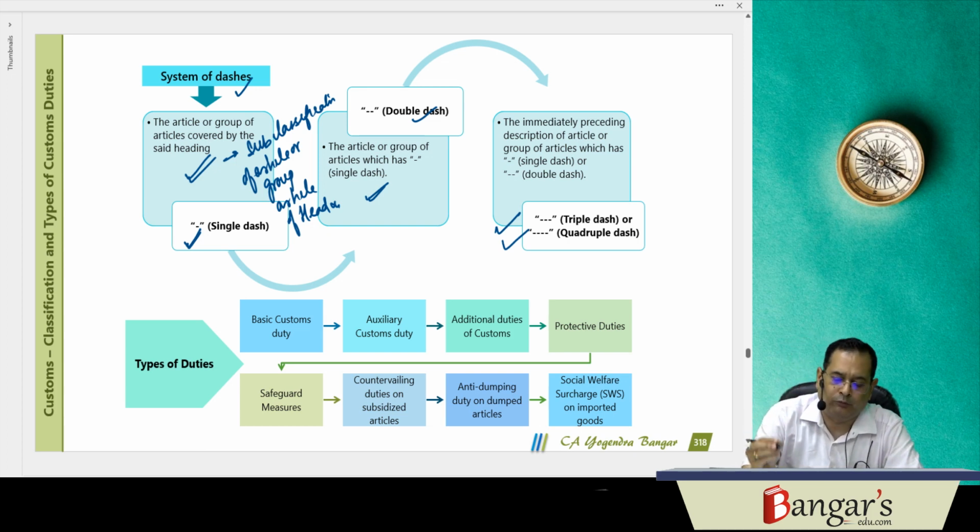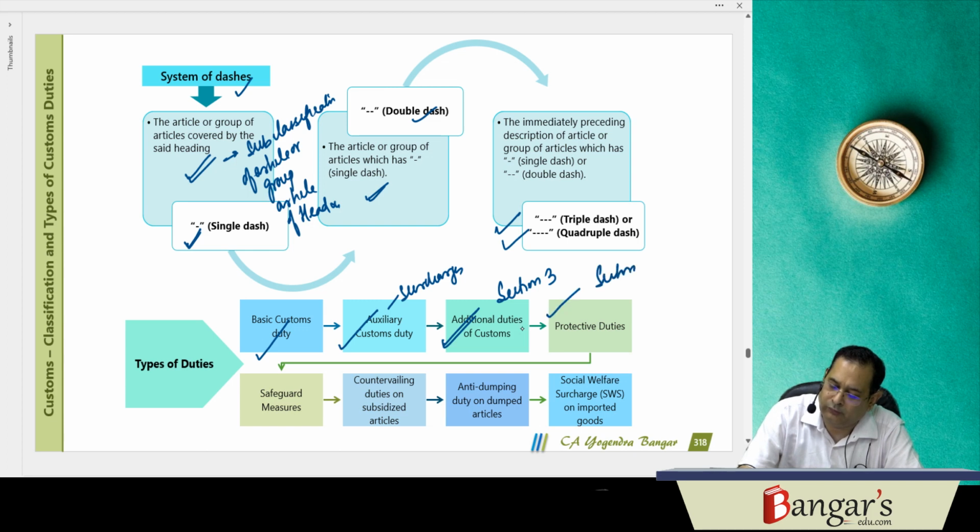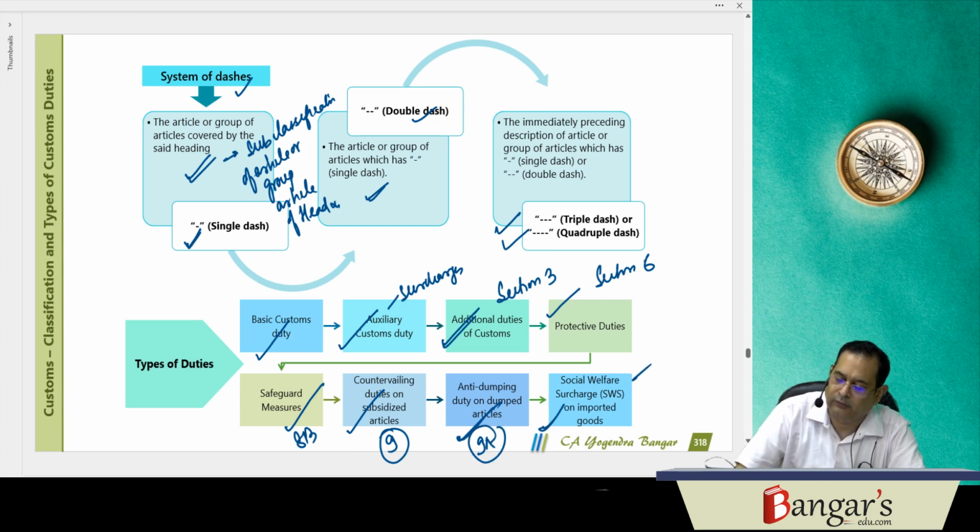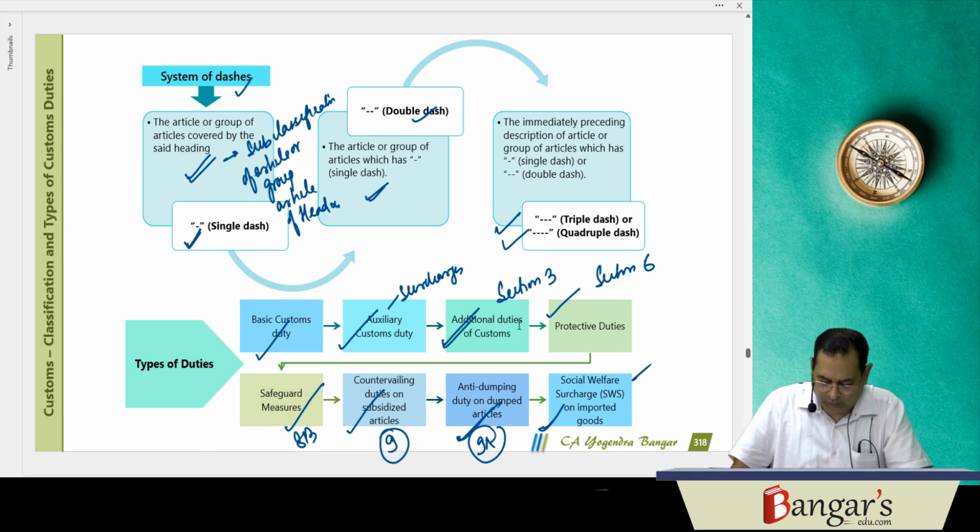Then what are the types of duties we have? Basic customs duty, auxiliary customs duty in the form of surcharges, and additional duty of customs under section 3. We have protective duty under section 6, safeguard measures under 8B, countervailing duty on subsidized articles under 9, anti-dumping duty under 9A, and social welfare surcharges. They are levied. And agriculture and infrastructure development cess is also levied on certain commodities.